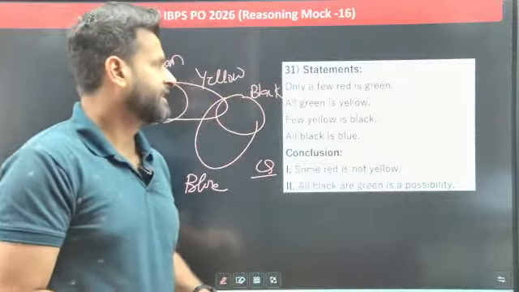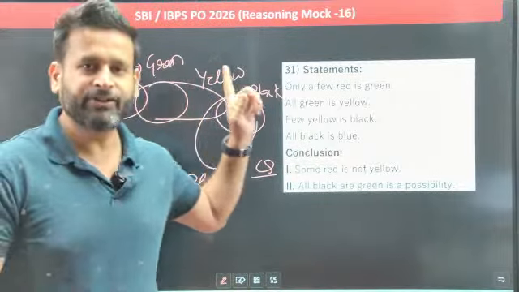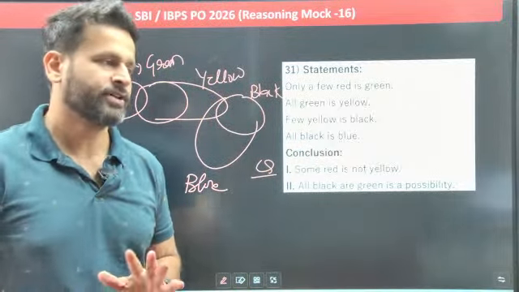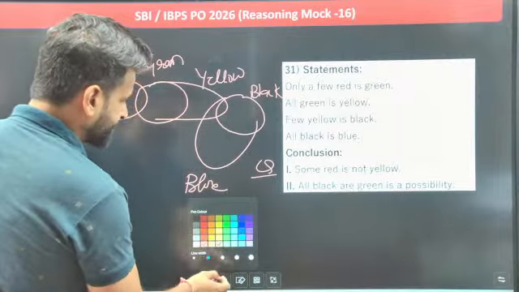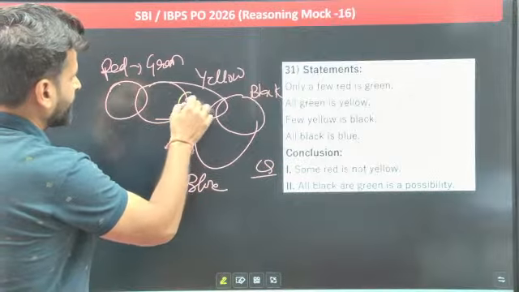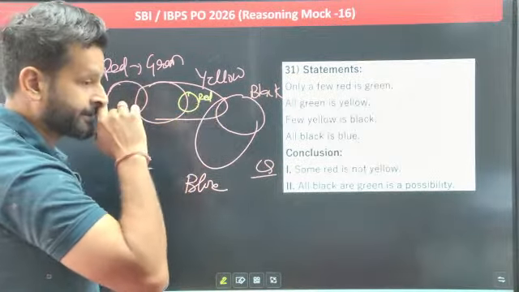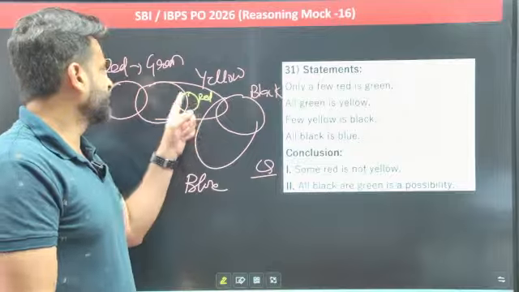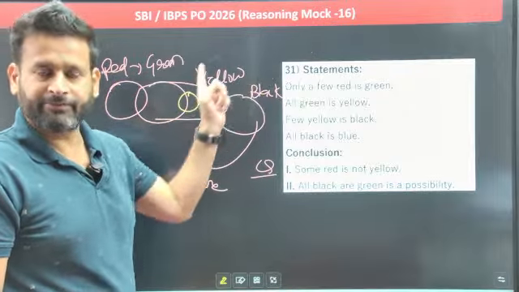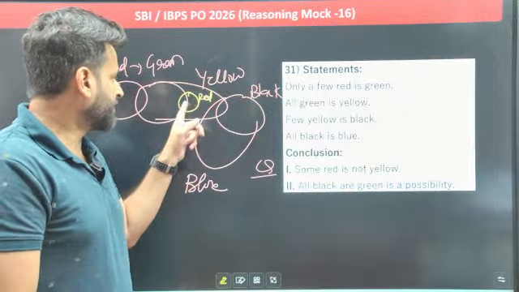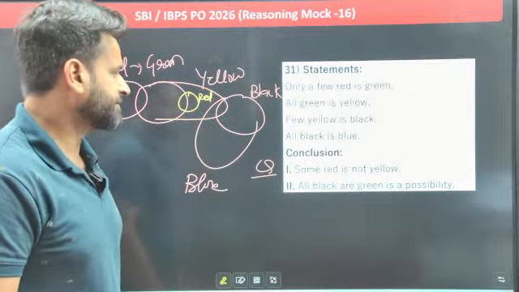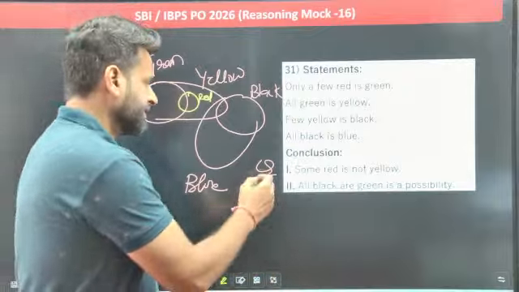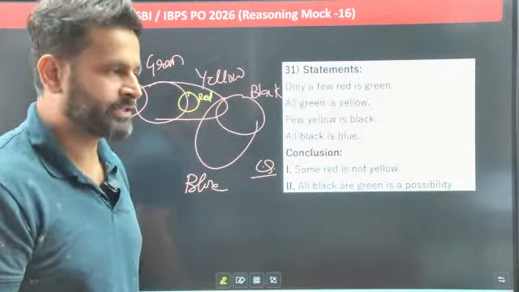This you cannot say. If it were some red is not green, then it would have been definitely true. But it is asking about yellow. With yellow, it has no restriction. If you want, you can draw complete red like this. Still only a few red is green. The statements are verified, fulfilled. But all red can come inside yellow. First one, some red is not yellow, doubtful, right? Not wrong, not right. It is a doubtful case.